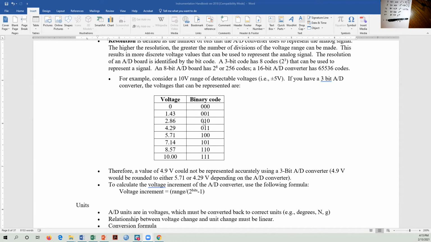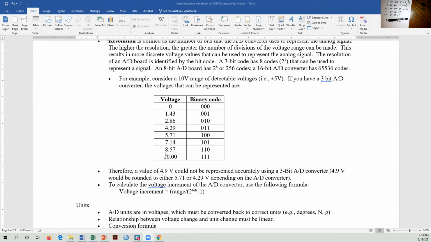All right, now remember, we've got a continuous time function that we're trying to sample. We may have a voltage that is not one of these values. So we may see, I used the example down here, 4.9 volts. 4.9 is not on this chart. So what does the A to D board do? It depends on the system. It's either going to use 011 or it's going to use 100 to represent 4.9 volts.